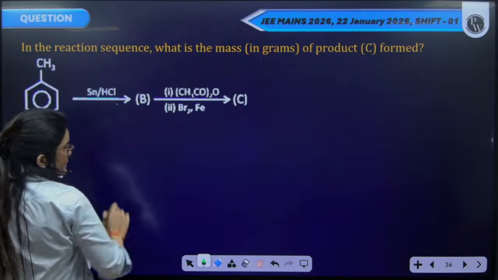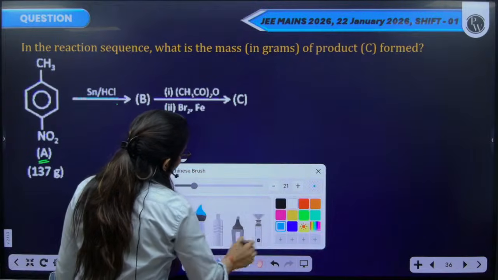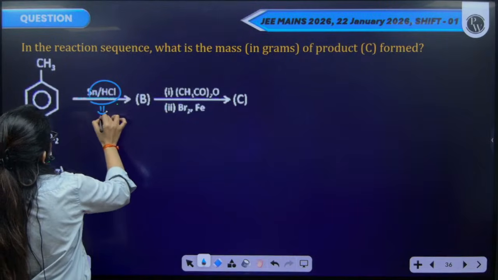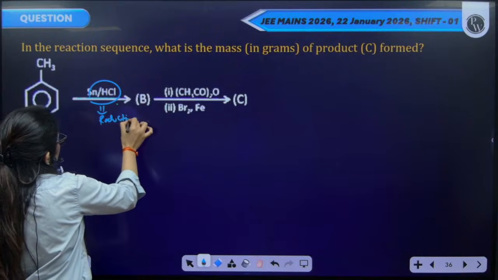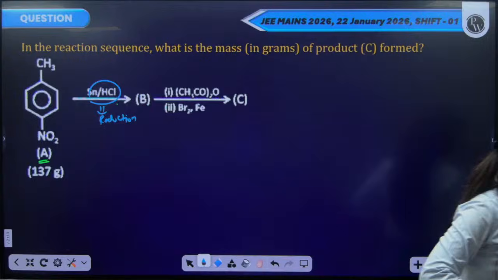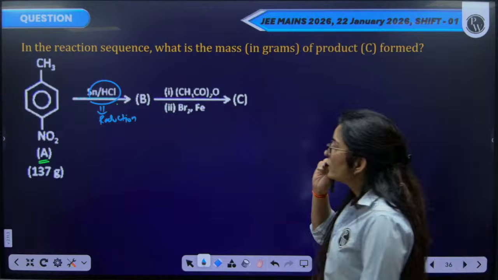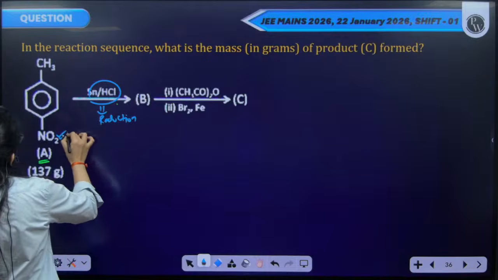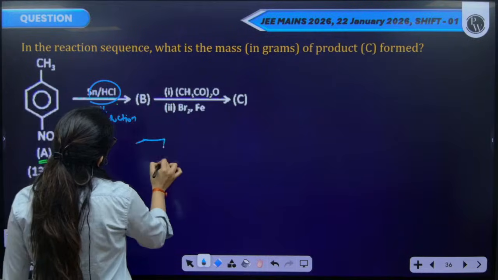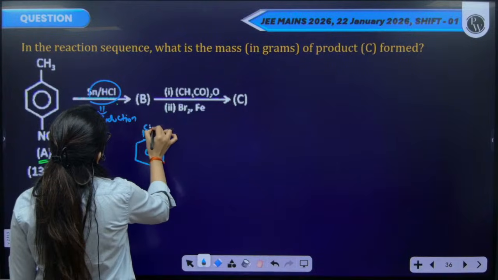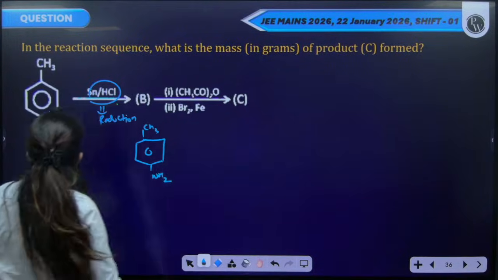So this Sn/HCl will basically be doing reduction. It is used for the reduction of the NO2 group. As the NO2 group gets reduced, it will get converted into NH2.